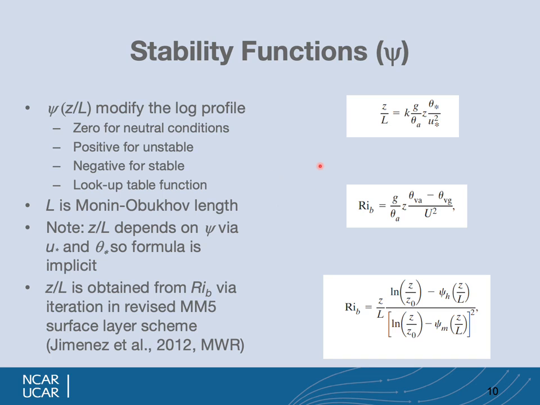It's also related to the Richardson number. This is how the Richardson number is defined. It's a function of the temperature difference divided by the wind speed squared. And we can calculate the Richardson number, at least from the previous time step value of the delta theta and the wind speed. So we know the Richardson number, and then this bottom formula relates the Richardson number to z over L. But note that z over L appears in several places, so this is going to have to be an iterative calculation to get z over L from the Richardson number.